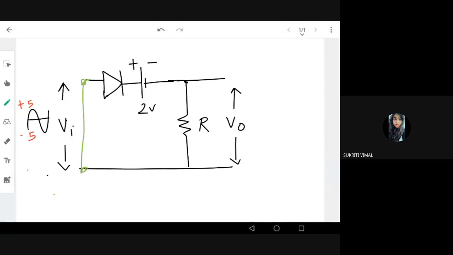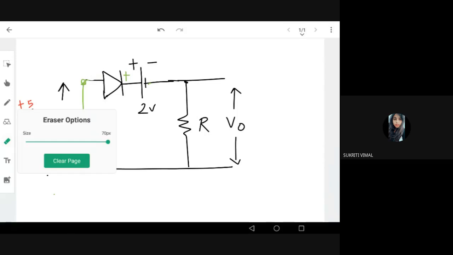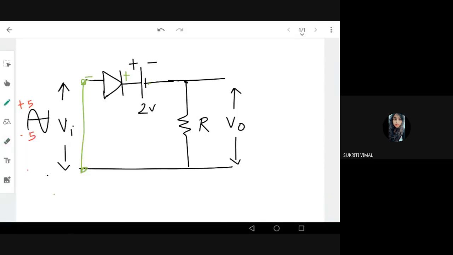The diode is reverse biased. Why? Because the battery voltage of plus 2 volt is connected to the n type of my diode, and the p type is connected to minus. So definitely the diode is reverse biased. Next question: how much is my diode reverse biased? You can see that the diode is reverse biased by 2 volt.